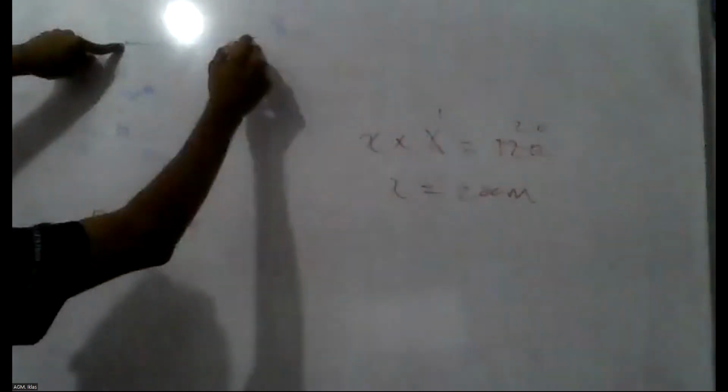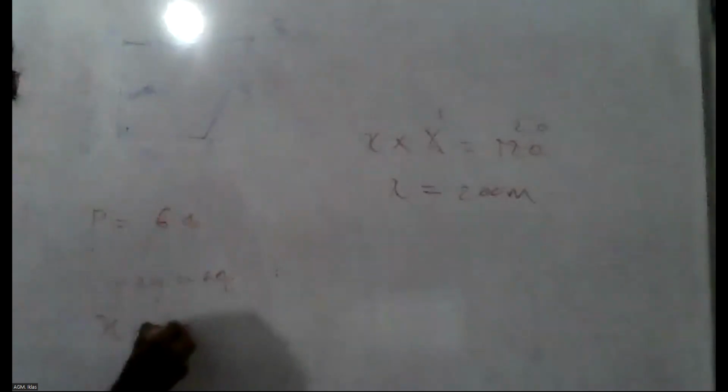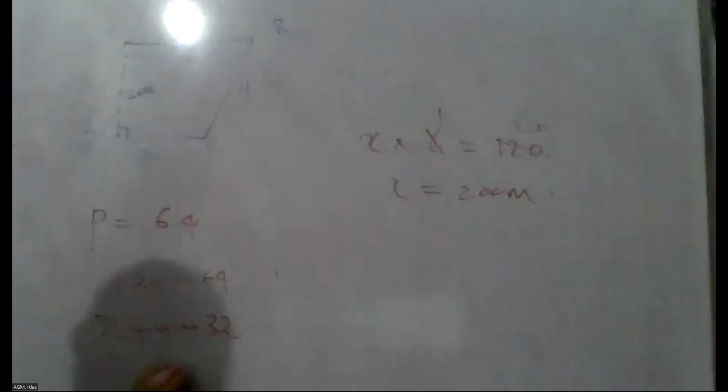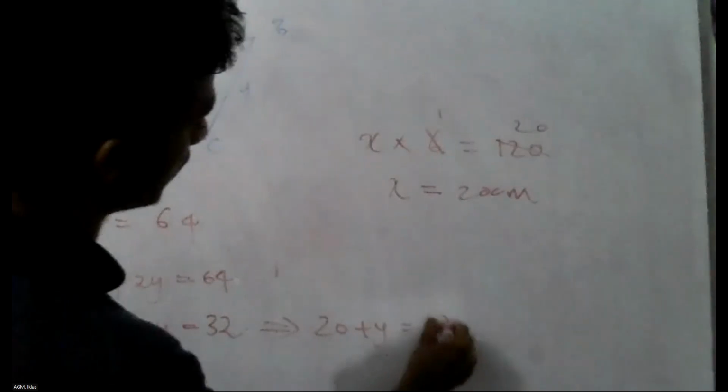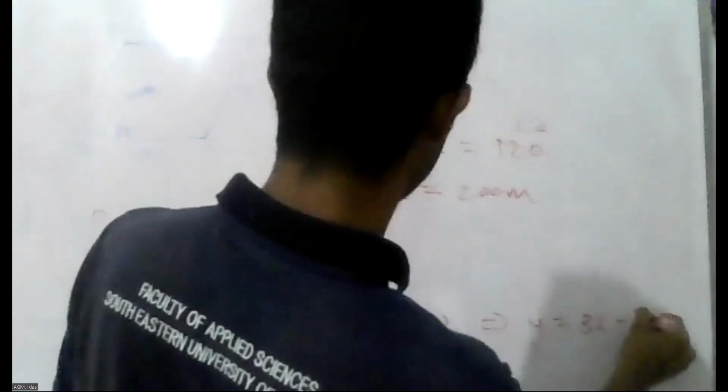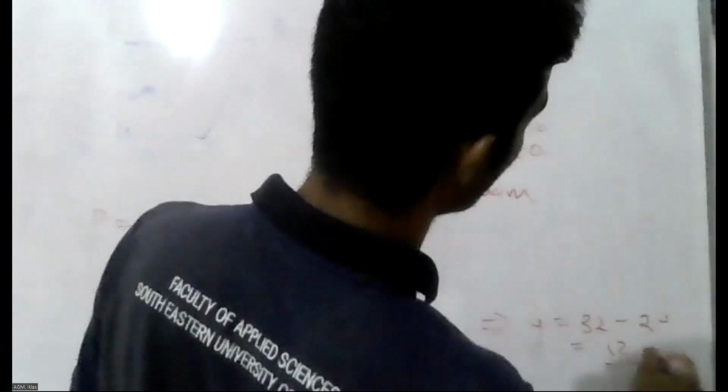So I can tell perimeter P is equal to, starting my journey from A, X plus Y plus X plus Y. That means 2X plus 2Y. So 2X plus 2Y is equal to 64. So X plus Y is equal to 32. Now I have found X is equal to 20. So here I can substitute 20 plus Y is equal to 32. Hence I can say Y is equal to 32 minus 20, which is equal to 12 centimeter.